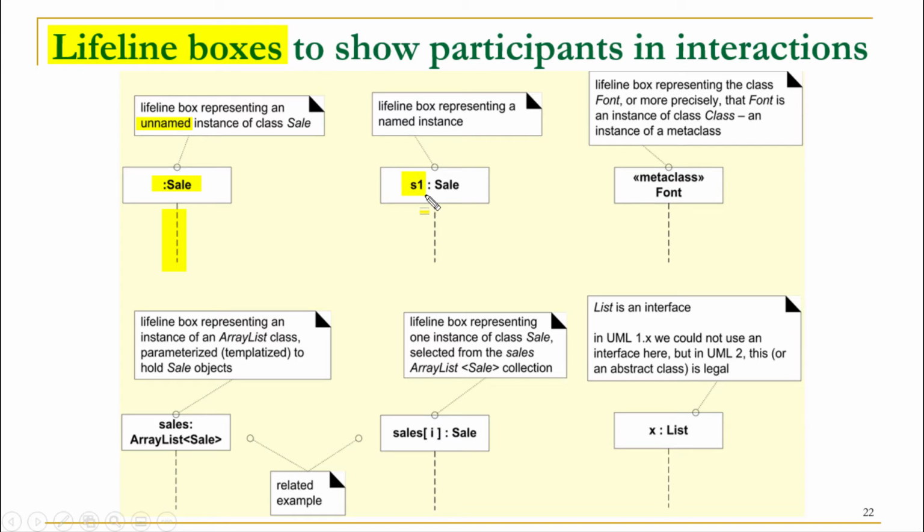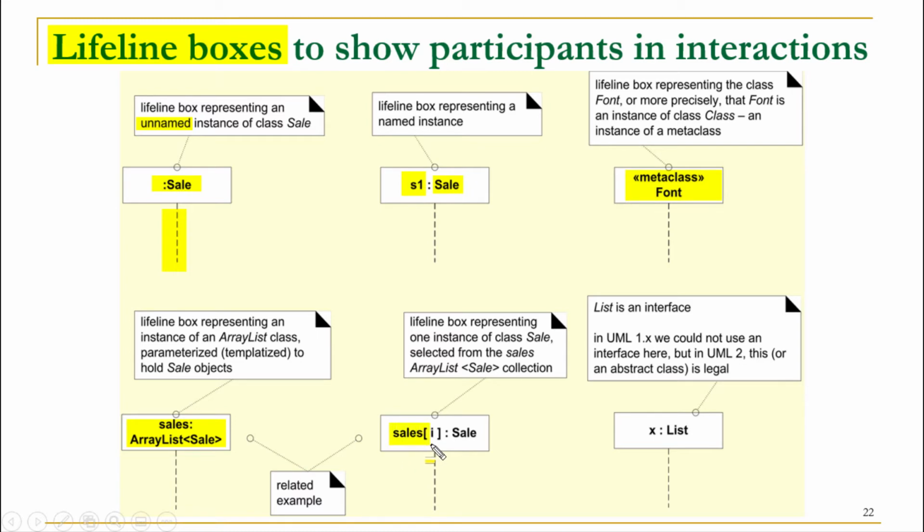Then we have a named instance of the class sale, as we are writing it, so we have s1 as an instance of the class sale. This Lifeline box here is representing a metaclass, so we can explicitly use this notation to mention if there is some additional information to be displayed. This Lifeline box here is representing an array list, and this array list is of type sale, whereas I'm naming this array list as sales.